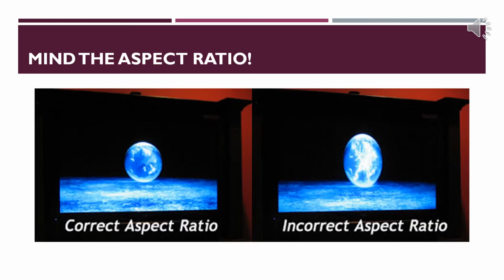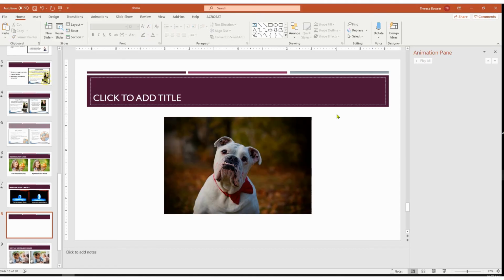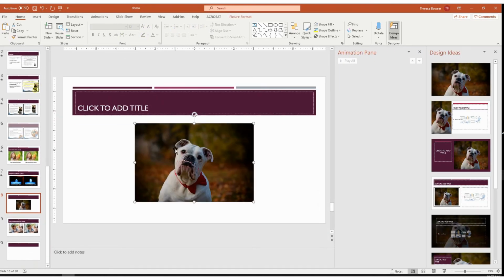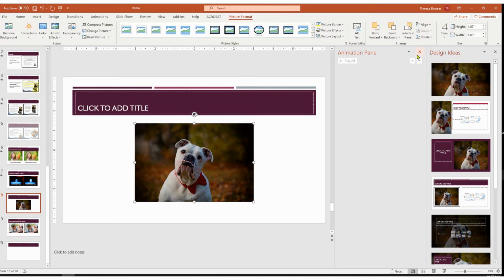Mind the aspect ratio. Things that are round should stay round. People should stay their normal dimensions. If you want to put a picture in and change the size or the dimensions of it, click on the photo, and up here you'll get this picture format bar. Go to crop, choose crop, and then you can move the sides in and make it the dimensions you want it to be.